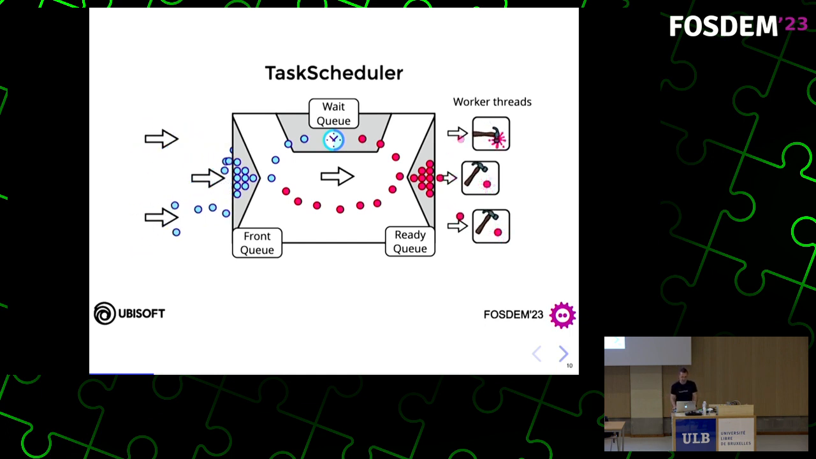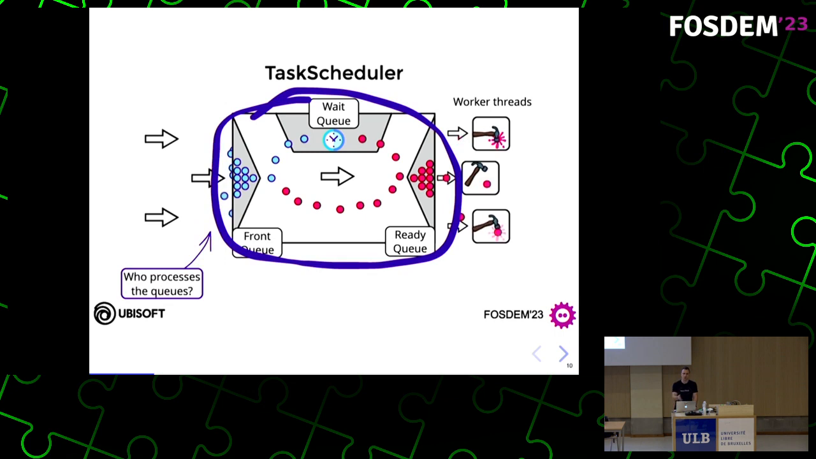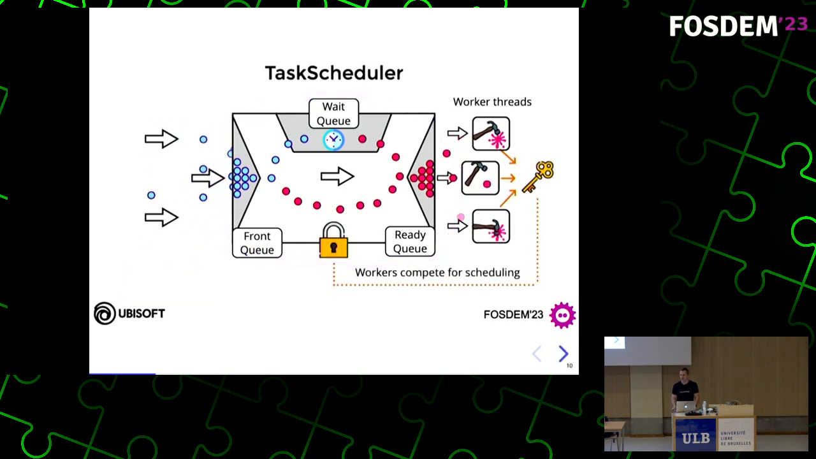It's not too complicated, although some of you could already have a question: who does this part? We have external threads posting tasks. We have worker threads doing tasks, but who does the scheduling itself, management of the queues? The thing is, there is no dedicated thread doing just the scheduling. Instead, the worker threads compete for doing the scheduling, depending on who of them is idle.